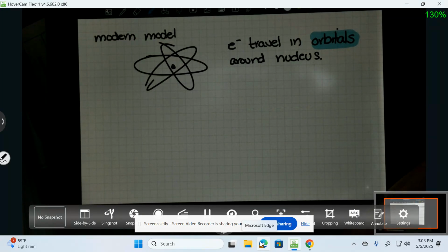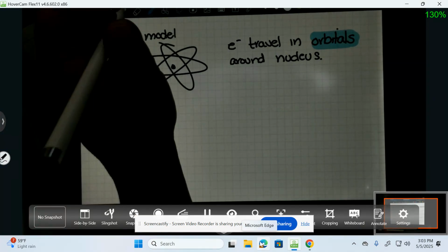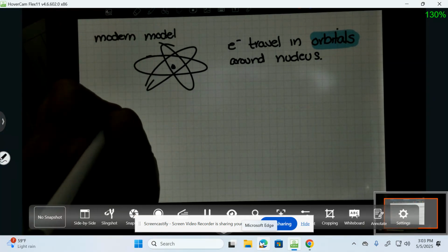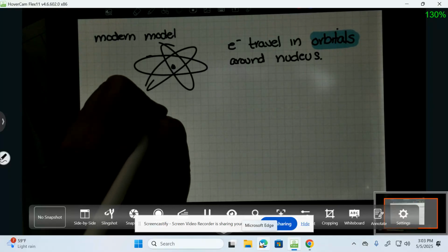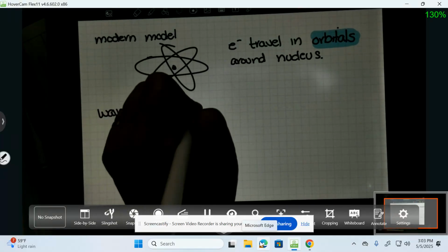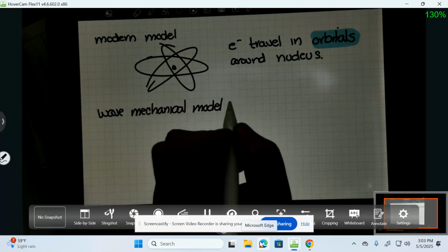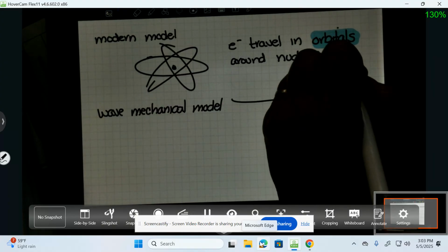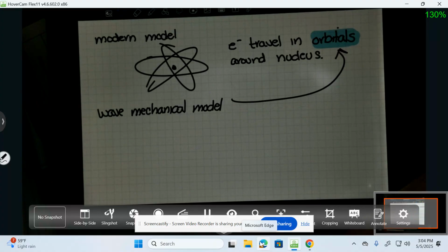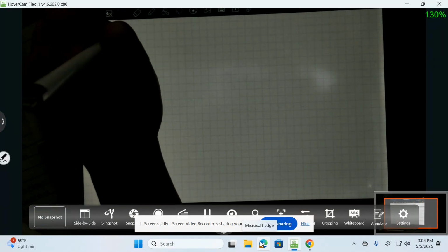So the modern model is sometimes called the wave mechanical model. Both are the same thing. Remember, that's your keyword, orbitals. Okay? Any questions on that? Okay, atomic structure.